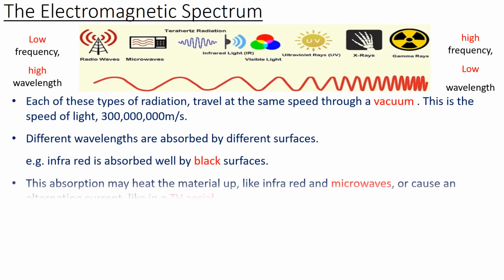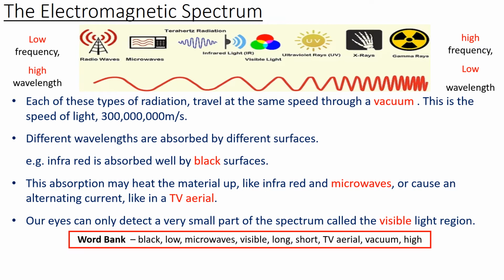So here's the answers. So we start off with low frequency and high wavelength, moving to high frequency and low wavelength. Okay. Everything travels at the same speed through a vacuum, and different wavelengths are absorbed by different substances.